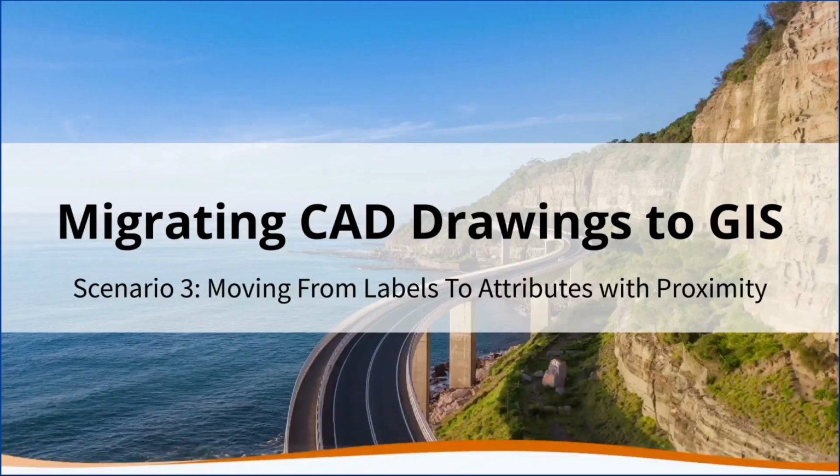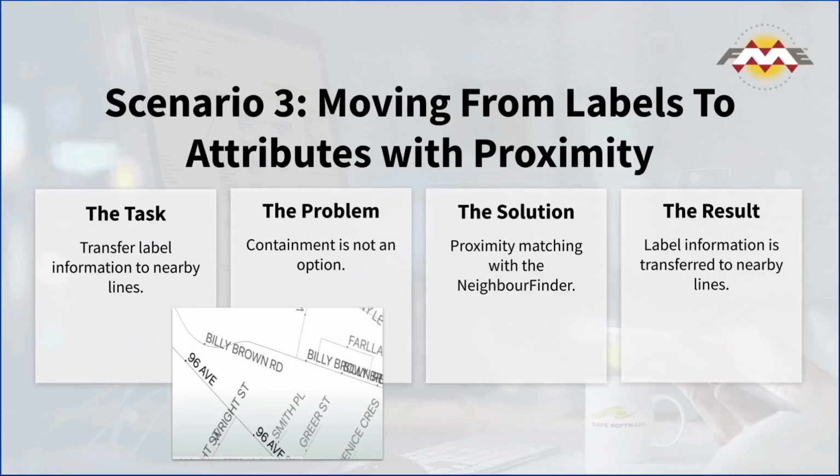Scenario 3 that we had was much like the last one, where we were moving labels to attributes based on containment, but this time we're going to do it onto lines by being close. And so here we have a bunch of labels. They're near lines, and we want to transfer the information from the label to the line. And containment isn't an option.